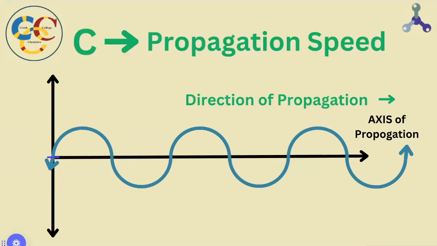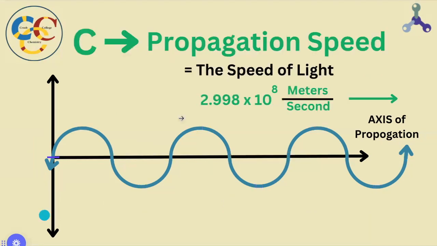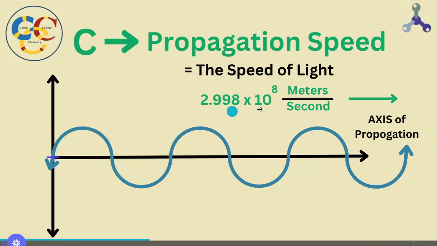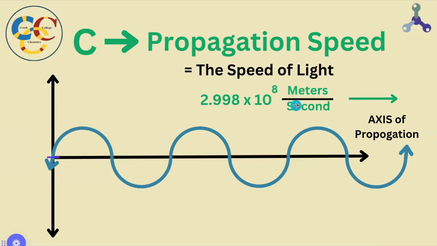Next up, propagation speed. And remember, since we're dealing with light, this is simply the speed of light, which is 2.998 times 10 to the 8 meters per second. This is something to memorize, which is very easy to do with flashcards or simply doing lots and lots of problems with waves.